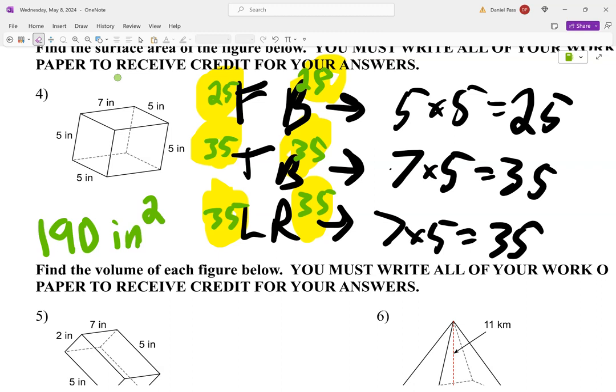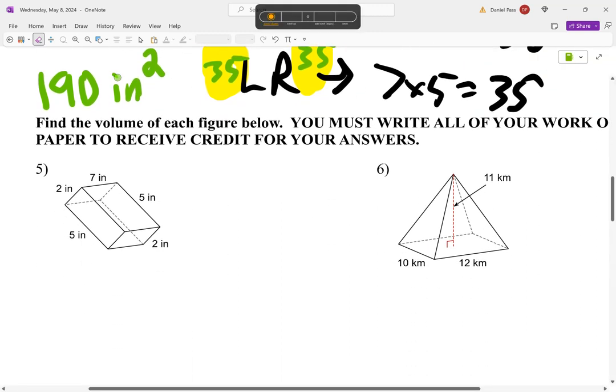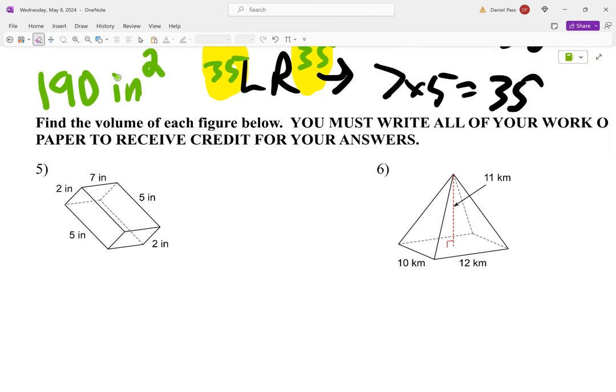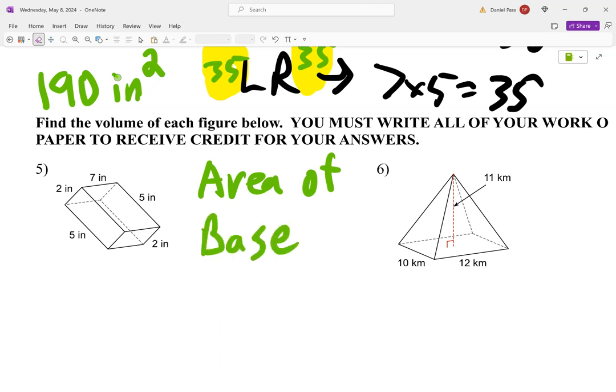All right. Thank you, sir. Now, what about number 5? You got that one too? Now, the difference is they're not asking us for surface area. They're asking us for volume. Okay. So I'm going to do the base, 2 times 7. Area of the base is our first step. Okay, and that is 2 times 7. So again, he did the base here, which I would not have done.